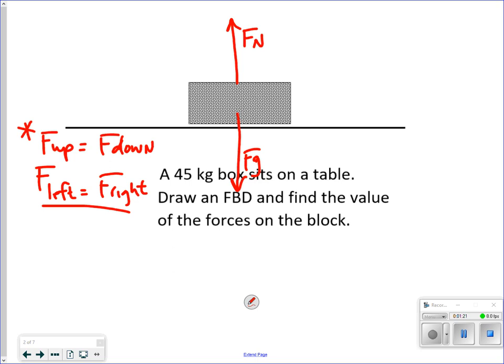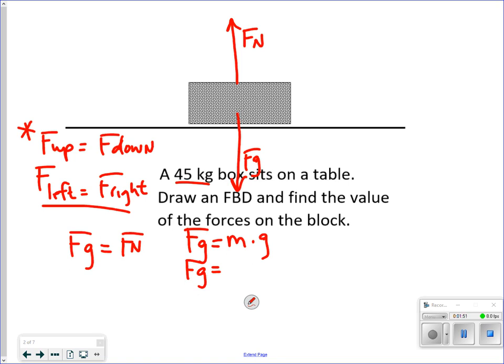So, what can we figure out from up and down? Well, down is going to be gravity, and up is going to be normal force. So these two have to be equal to each other. And if I want you to find out the value for those, well, we're going to have to work with this. All right, so the 45 kilogram mass, how that's going to help us is we know we can find Fg by doing mass times little g. So if I do 9.81 times that 45, that's going to tell me the value for Fg.